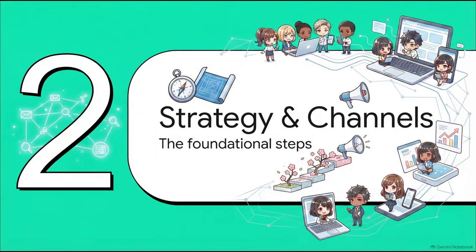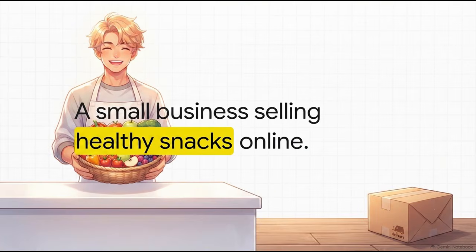Now that we know what it is, let's transition to section 2, strategy, audience, and channels, the foundational steps. To really wrap our heads around these concepts, we need a concrete, relatable example to anchor the theory. So, throughout this explainer, we're going to follow a small business called GreenLeaf Organic Foods. They sell healthy snacks online. Keep them in mind because they're going to be our mental coat rack for all of these new concepts.